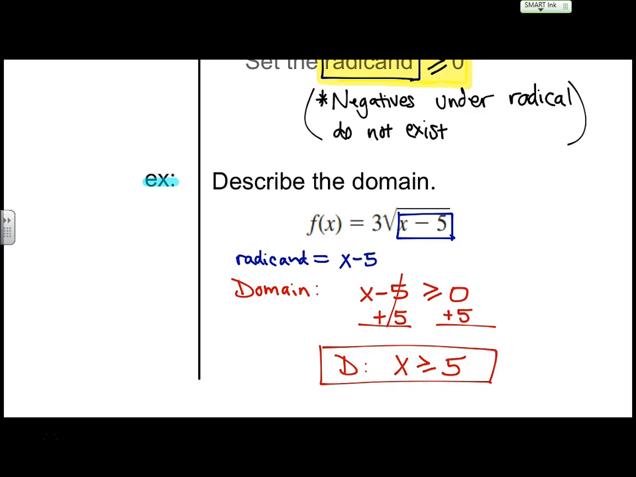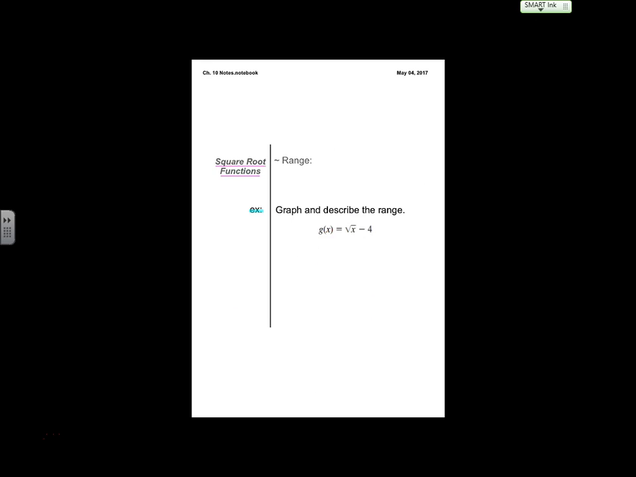This is part 1 of homework. There's only one more part, really. Part 1 is domain. Part 2 is range.